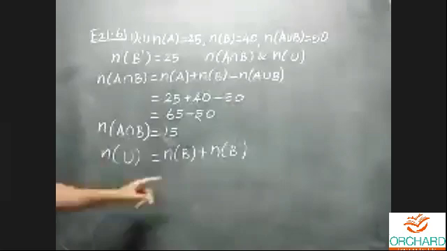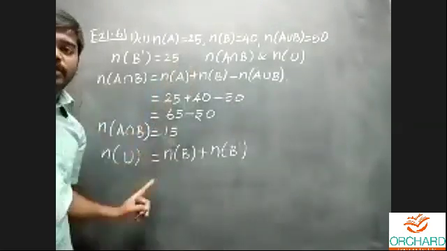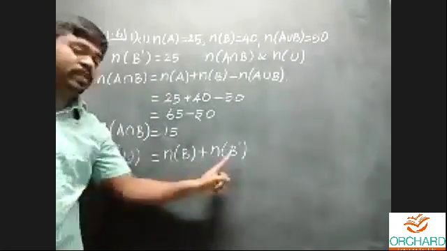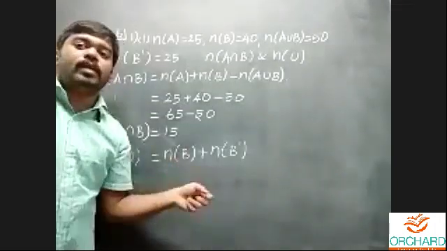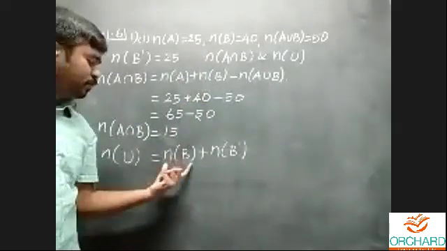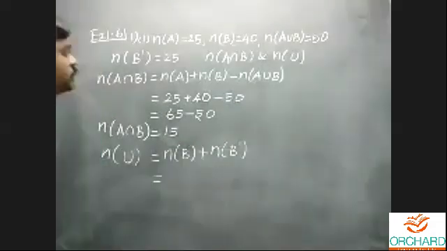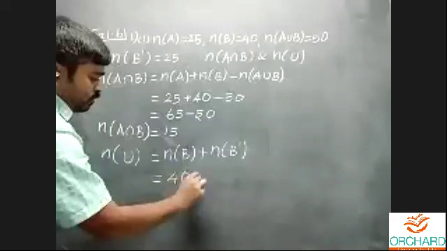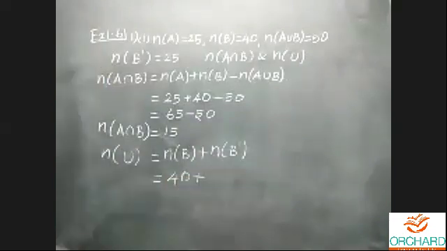We already know the result that n of the universal set is equal to n of A plus n of A dash, but the same idea can be applied to the other set also. That's why we apply n of B plus n of B dash. n of B is equal to 40 and n of B dash is equal to 25. 40 plus 25 is equal to 65. So n of U, the number of elements in the universal set, is equal to 65. Copy this problem.